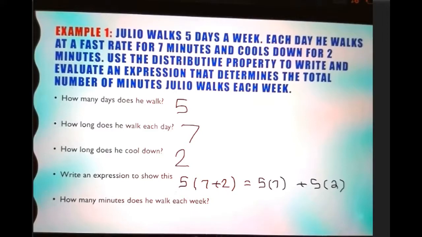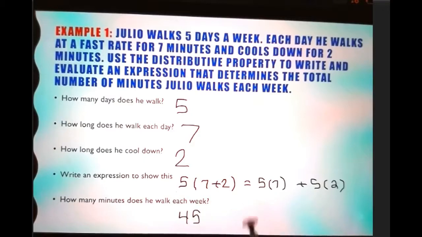Go ahead, Zoe. Oh, I didn't get 60. What's 7 plus 2? Let her fix it. She's got it. What's 7 plus 2? All right. 5 times 9. Yeah, there you go.